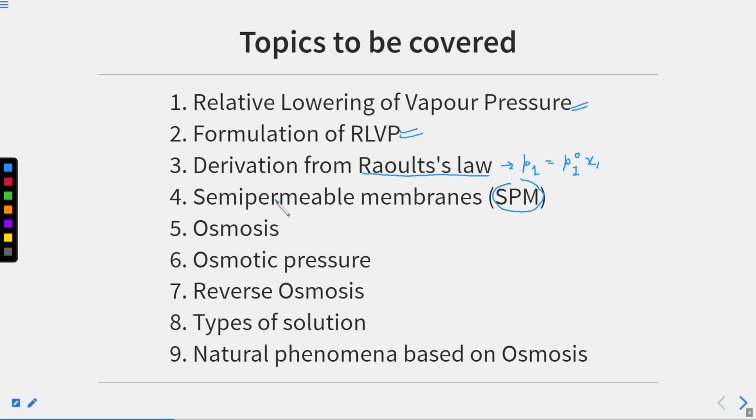After getting the idea of this SPM, we will try to understand what is osmosis and what is osmotic pressure. Then we will move to reverse osmosis and the type of solution which is based upon osmosis only. And at last, we will see some natural phenomena which occur in nature, in which osmosis occurs. So these are our topics. We will cover a total of 9 topics today.